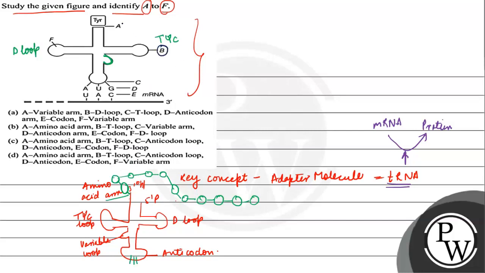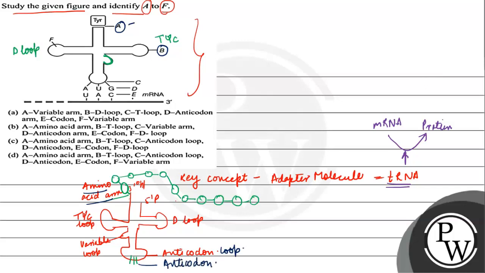We have seen what A is. A is basically, we have talked over here, amino acid arm. B is T psi C. T psi C is T loop. It is basically T loop. And talking about C, this is C. C is anticodon loop. We have already discussed it over here. And talking about D, D is, let us look into it. D is anticodon. This is anticodon loop and this is anticodon.